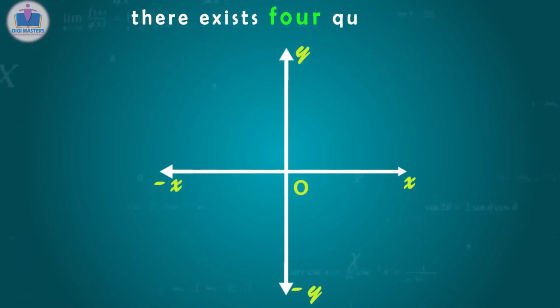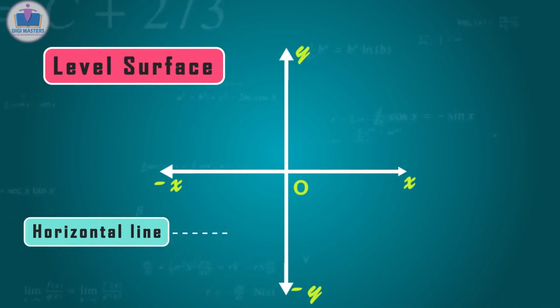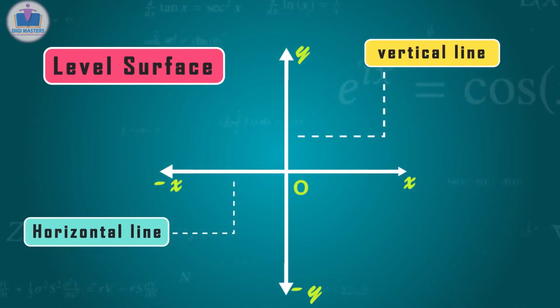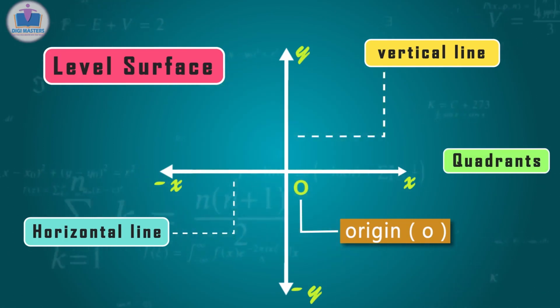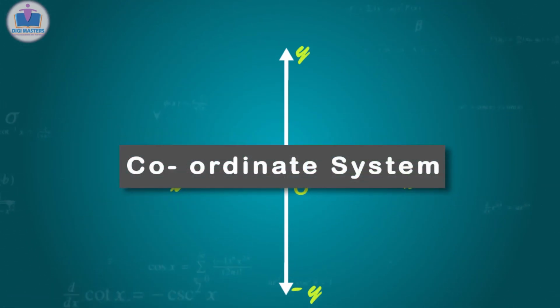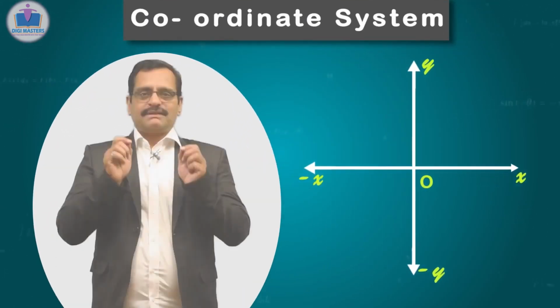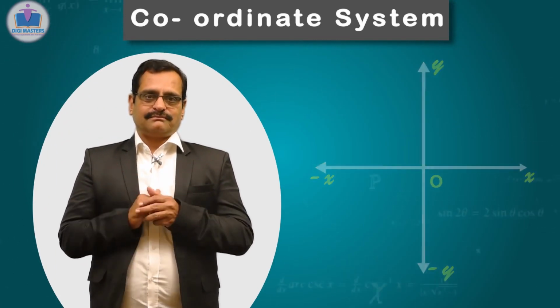So here we have a level surface, a horizontal line called x-axis, a vertical line called y-axis, and the origin, the point of intersection of these 2. Next, quadrants. Now all these 5 together are called the coordinate system. So this is the basic concept of the coordinate system.